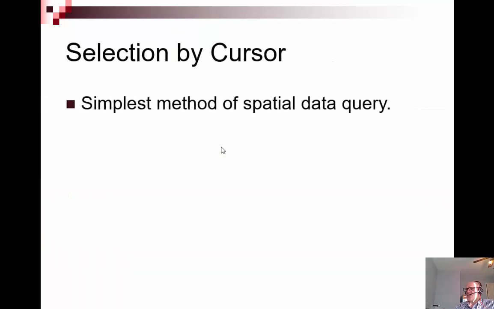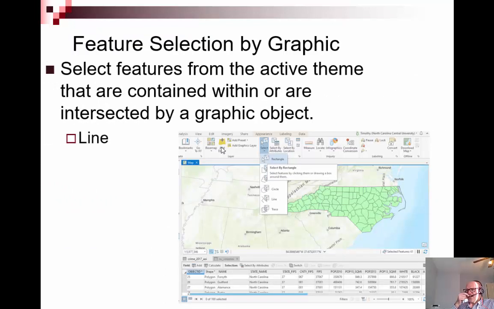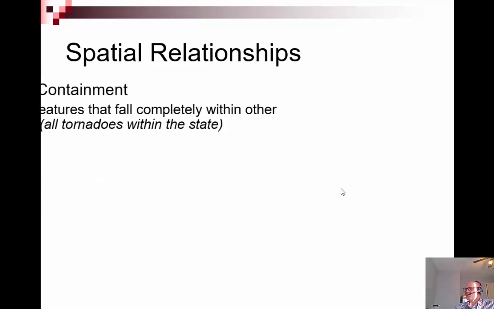Once again, I've kind of shown this. We can select these by cursor. So I can just select by rectangle, and I'll show an example of this. We use it with a line or a circle or a box or a polygon. And so I just move my cursor and highlight it, and these will be selected as well.